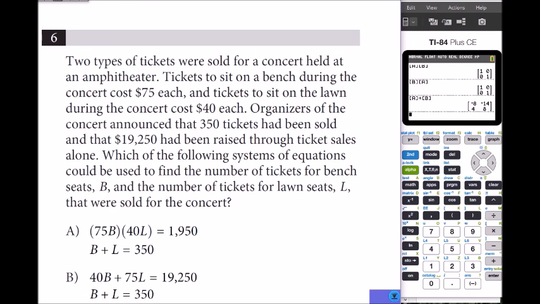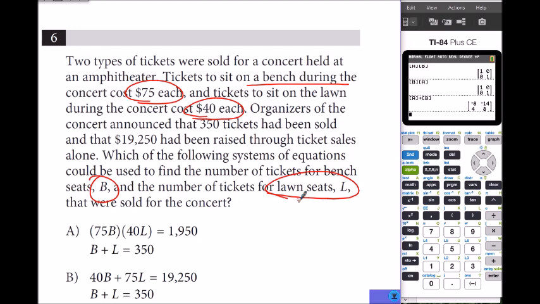Number 6. Two types of tickets were sold for the concert held at the amphitheater. Tickets to sit on a bench during the concert cost $75 each. And tickets to sit on the lawn during the concert were $40 cheaper. The organizer of the concert announced that 350 tickets had been sold and that $19,250 had been raised through ticket sales alone. Which of the following systems of equations could represent this? Find the number of tickets for bench seats and the number of tickets for lawn seats.